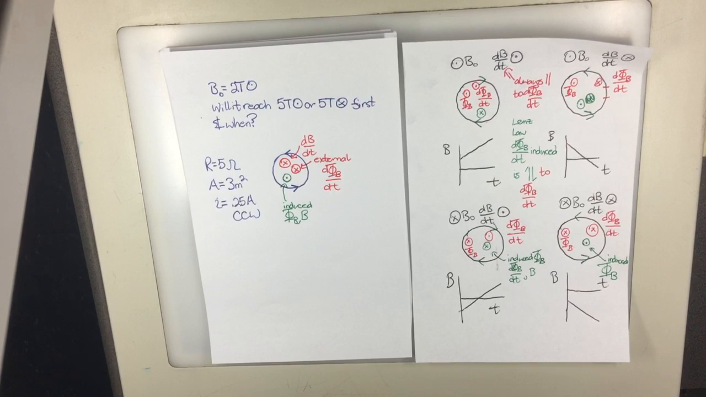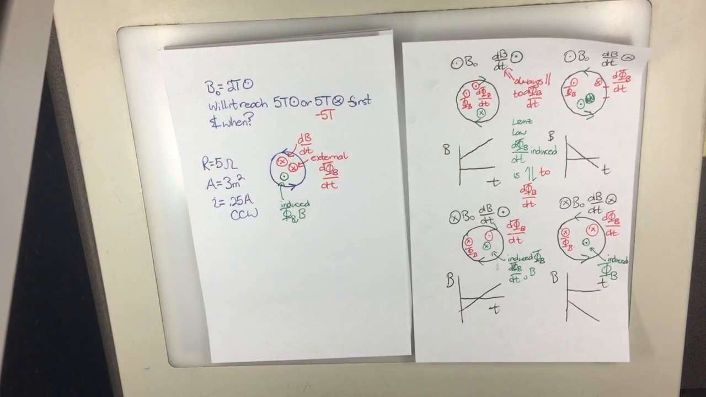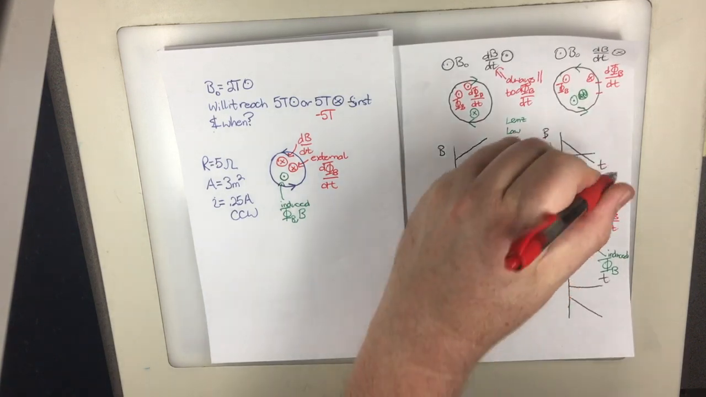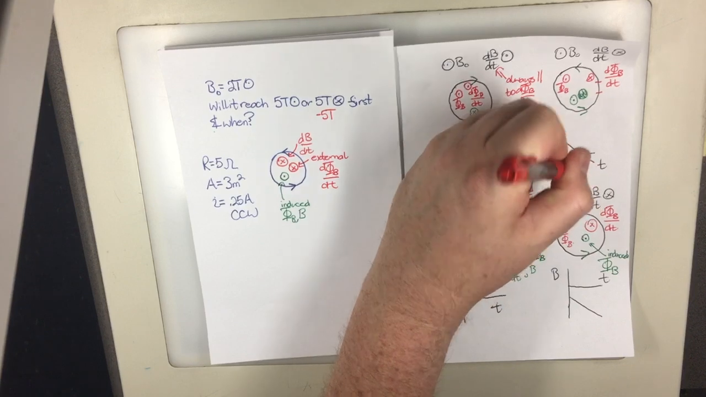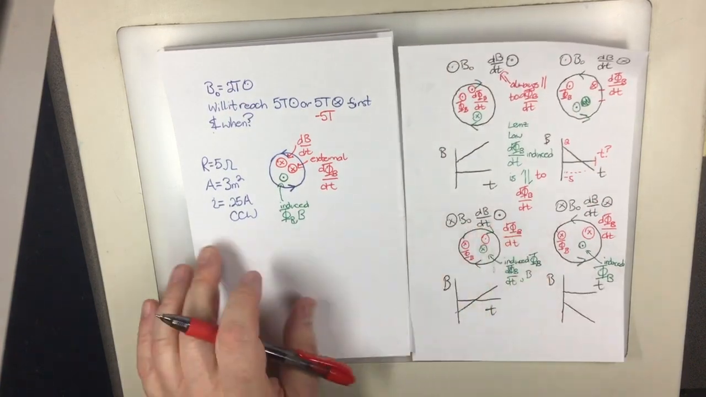So this change in B field is going into the page, which means it is not going to go 2 Tesla, 3 Tesla, 4 Tesla. It's going to go 2 Tesla, 1 Tesla, 0 Tesla, -1 Tesla, down to -5 Tesla. So it looks, the plot will look a lot like this. So if this is -5 and this is 2, I got to figure out that time right there.